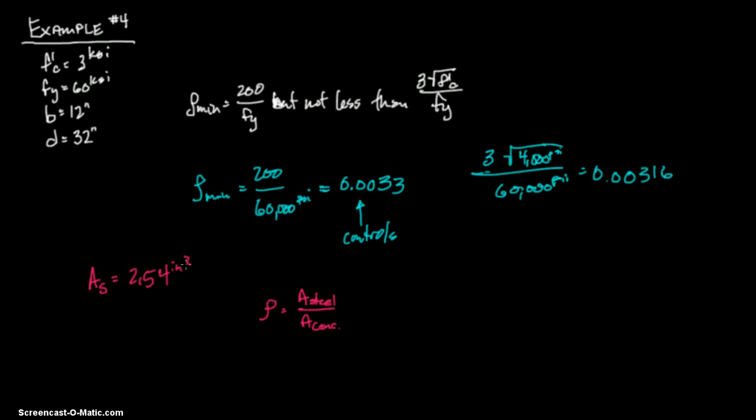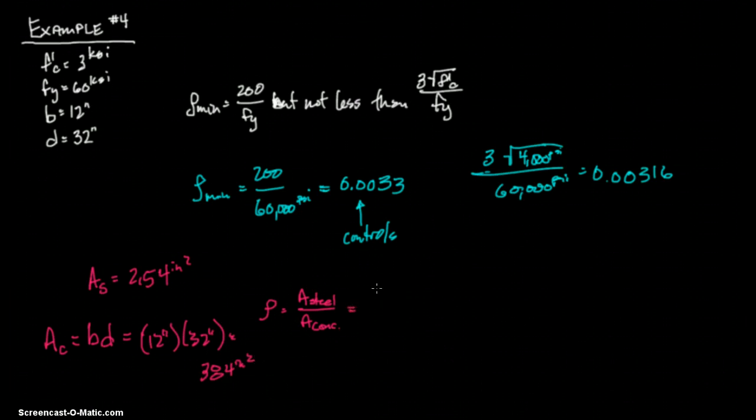Alright, so we know the area of steel. What is the area of concrete? We had B equals 12, D equals 32. And let's just use BD. B times D equals the area of concrete. We had 12 inches times 32 inches equals 384 inches squared.